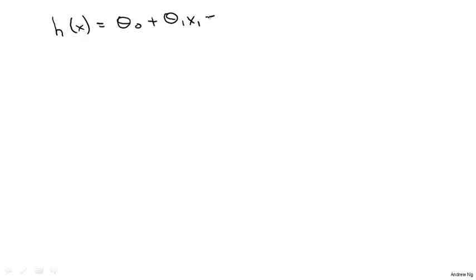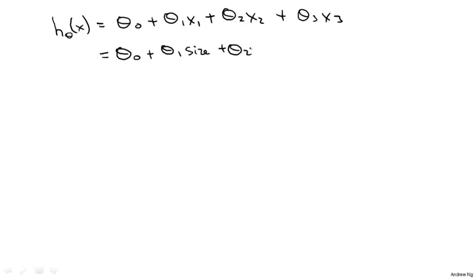Let me write this as, right. So linear regression, right? We have that the output is theta 0 plus theta 1 x1, theta 2 x2, theta 3 x3. And what we would like this to be is theta 0 plus theta 1 times the size of the house, plus theta 2 times the size of the house squared, plus theta 3 times the size of the house cubed.